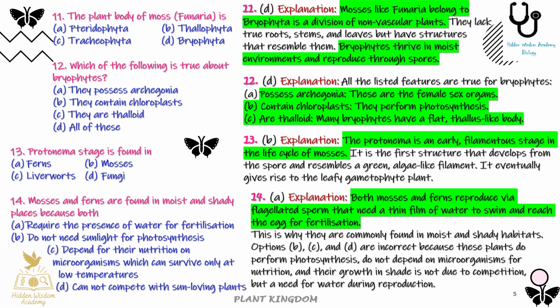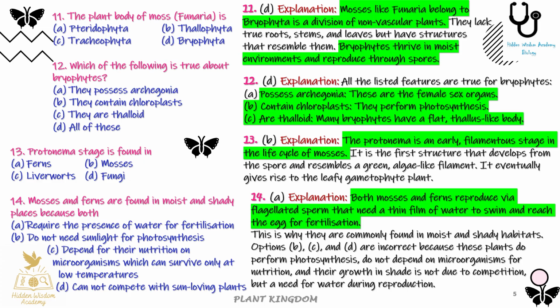Question 14. Mosses and ferns are found in moist and shady places because both. Option A, require the presence of water for fertilization. Option B, do not need sunlight for photosynthesis. Option C, depend for their nutrition on microorganisms which can survive only at low temperatures. Option D, cannot compete with sun-loving plants.